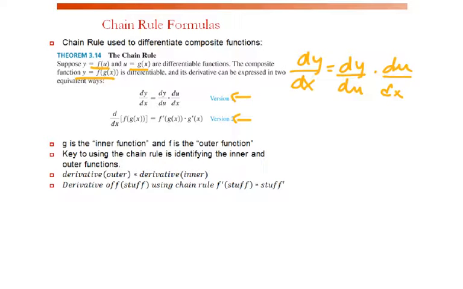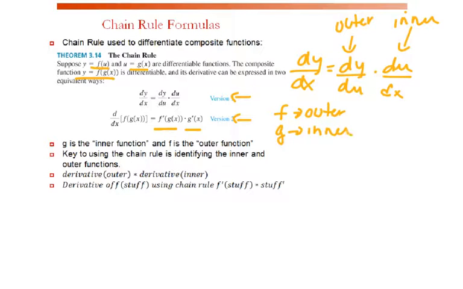So what is that really saying? This is your inner function, g, and this is your outer function, f. So it's the derivative of the outer function times the derivative of the inner function. Well, the second version is saying the same thing. It's saying the derivative of the outer function times the derivative of the inner function, where f is defined as the outer function and g is defined as the inner function.